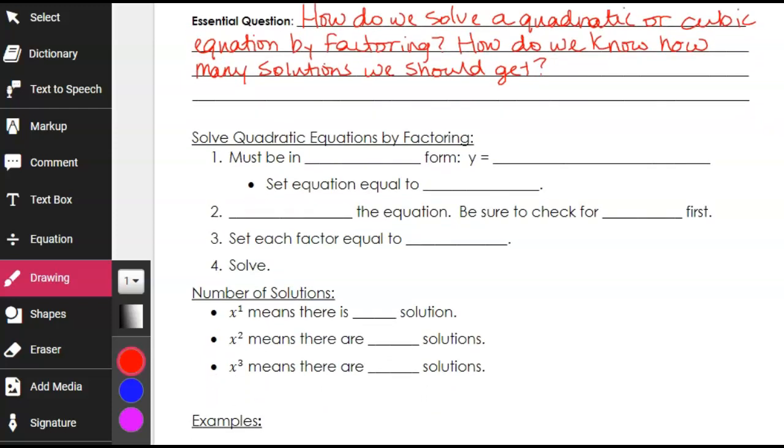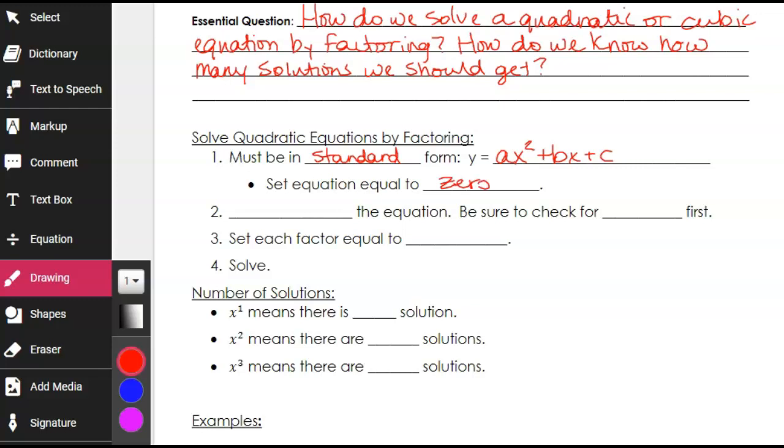So, to solve a quadratic equation by factoring, it must be in standard form. Standard form is y equals ax squared plus bx plus c. That's the form that we talked about when we factored by grouping. We were trying to find magic numbers by multiplying a and c and finding something that adds to be the b value. So it must be in standard form, and you need to set the equation equal to 0.